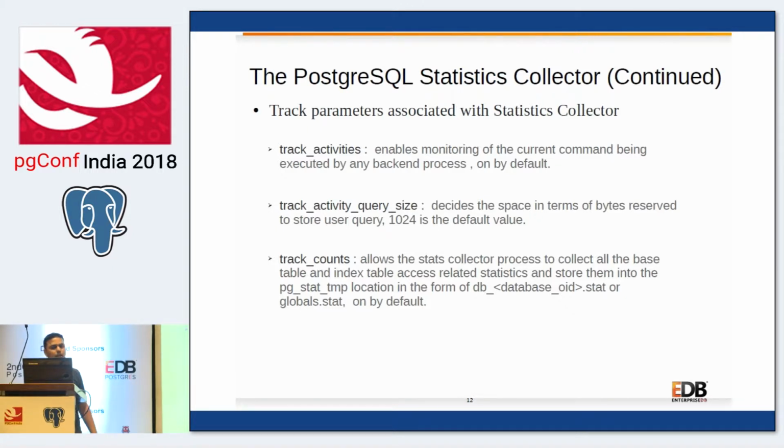Similarly, we have something called track counts, which will allow the statistics collector process to track access related statistics, like how many times a particular base table got accessed by the user, or index access happened, and all that.